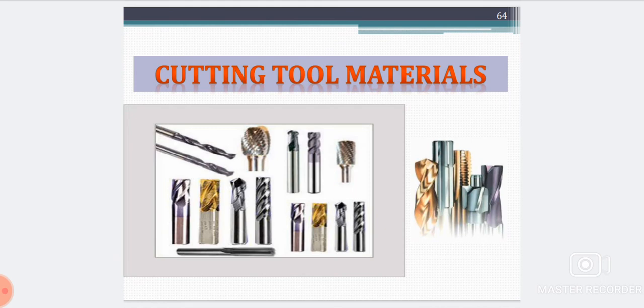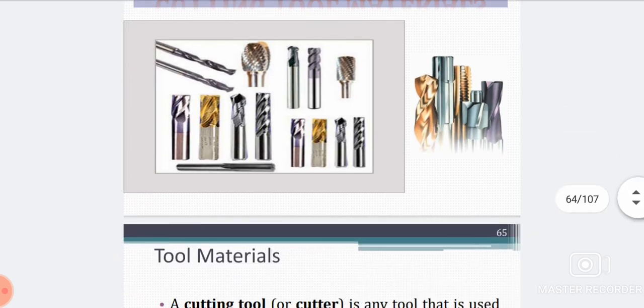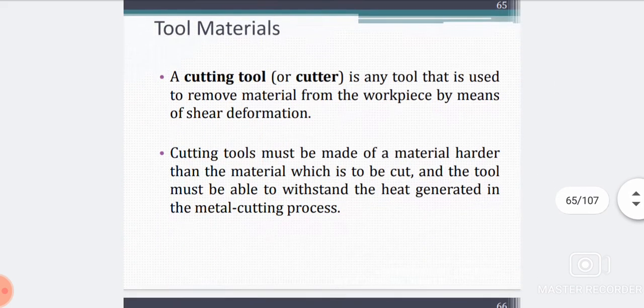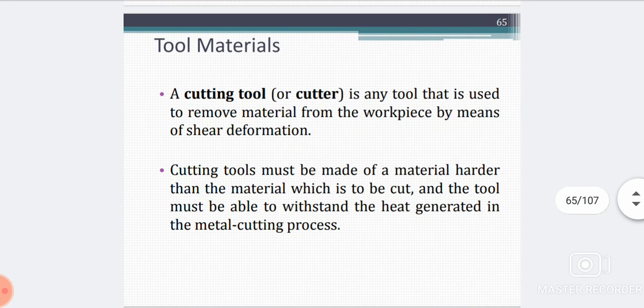Cutting tool material. A cutting tool or cutter is any tool that is used to remove material from the workpiece by means of shear deformation. Cutting tool must be made of material harder than the material which is to be cut, and the tool must be able to withstand the heat generated in the metal cutting process.